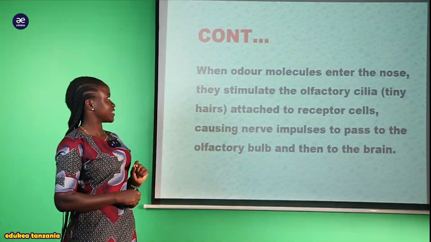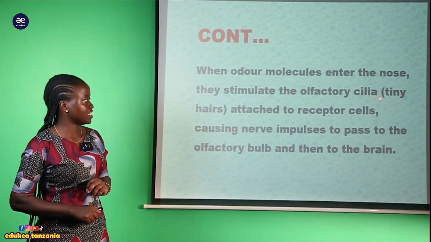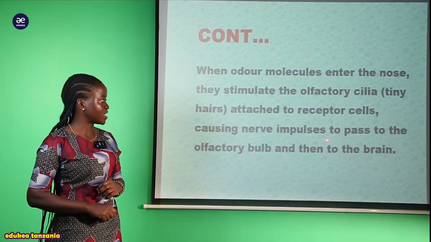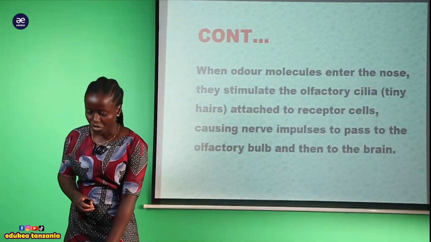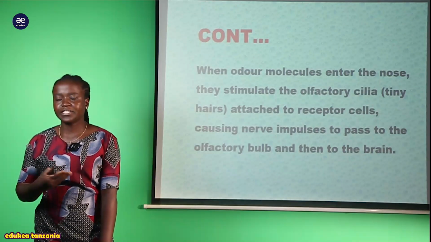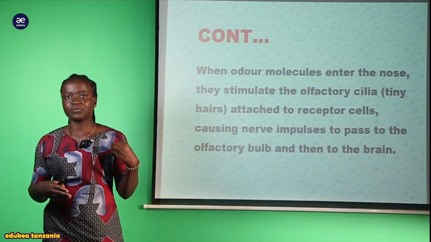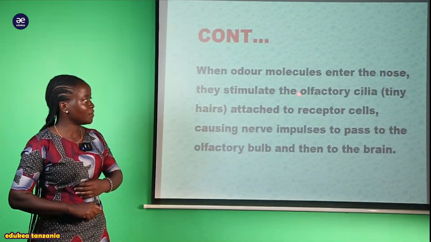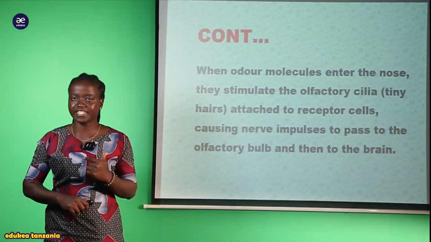So now we are saying that when odor molecules enter the nose, they stimulate the olfactory cilia, thin hairs attached to the receptor cells, causing the nerve impulse to pass to the olfactory bulb and then to the brain. So here we are saying that this olfactory receptor, how it works, tunasema kwamba hii olfactory receptor, after detecting the presence of odor, that is the presence of smell, ndipo ambapo sasa zile odor molecules zikiingia ndani ya nose, it will stimulate the olfactory cilia.